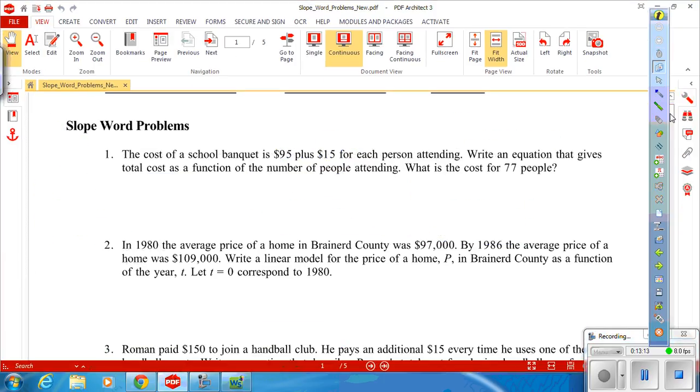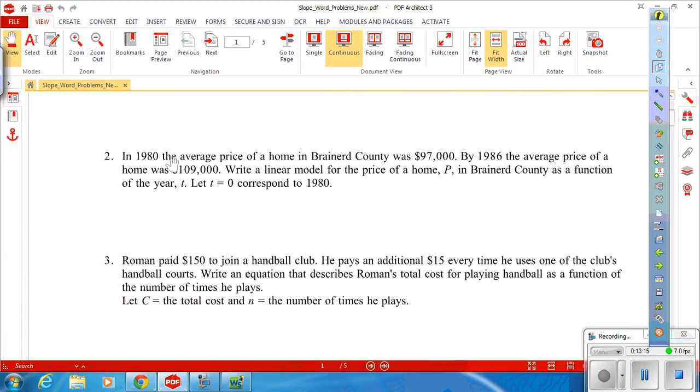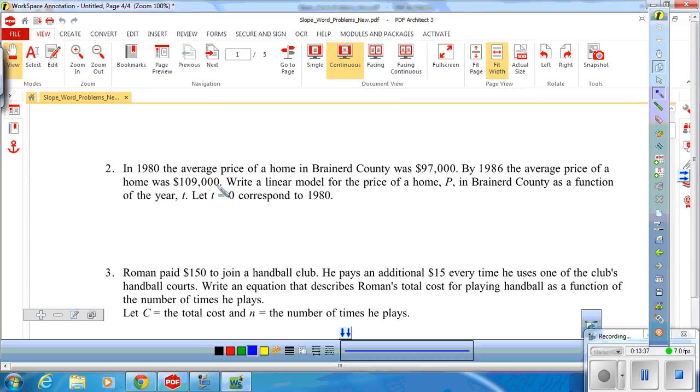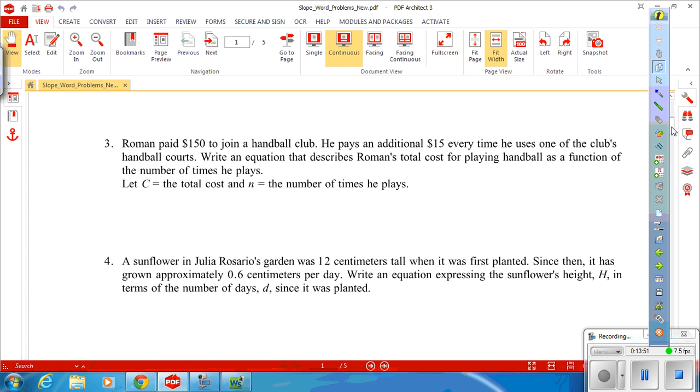For example, if we look at question number 2, it says in 1980, the average price of a home in Brainerd County was $97,000. By 1986, the average price was $109,000. All right. We're going to hold off on this one until next week, because this one, they didn't give us a starting point per se at 0. They give us 2 points. And we are going to talk about next week, how do we write these equations? How do we write the equation of a line when I have 2 points and one of them is not the y-intercept? So we will work on that one next week as a class.